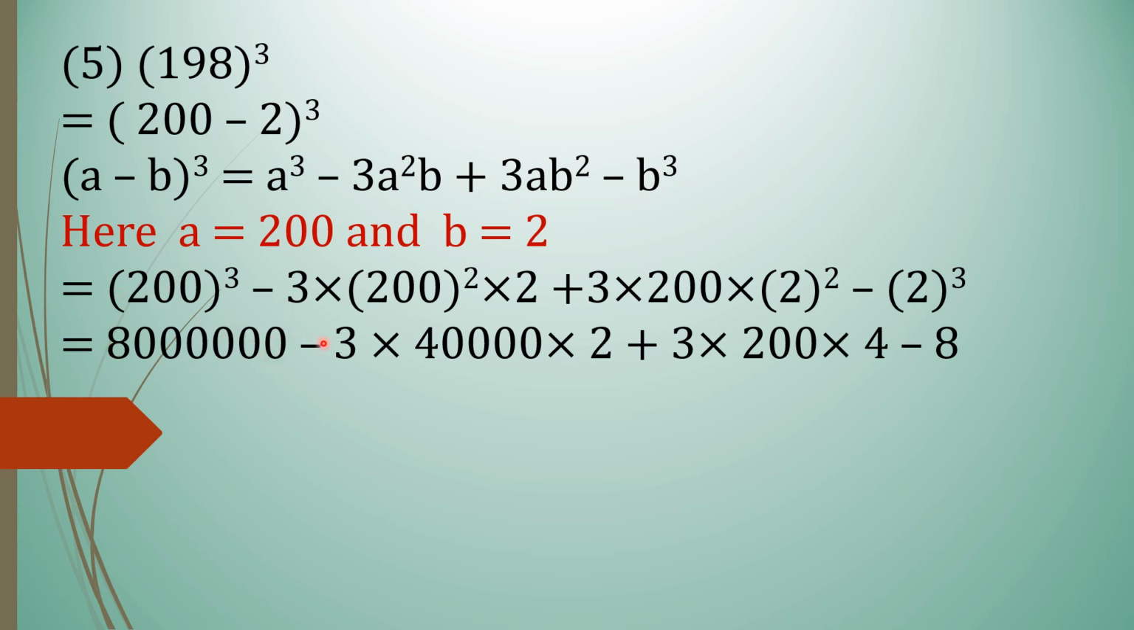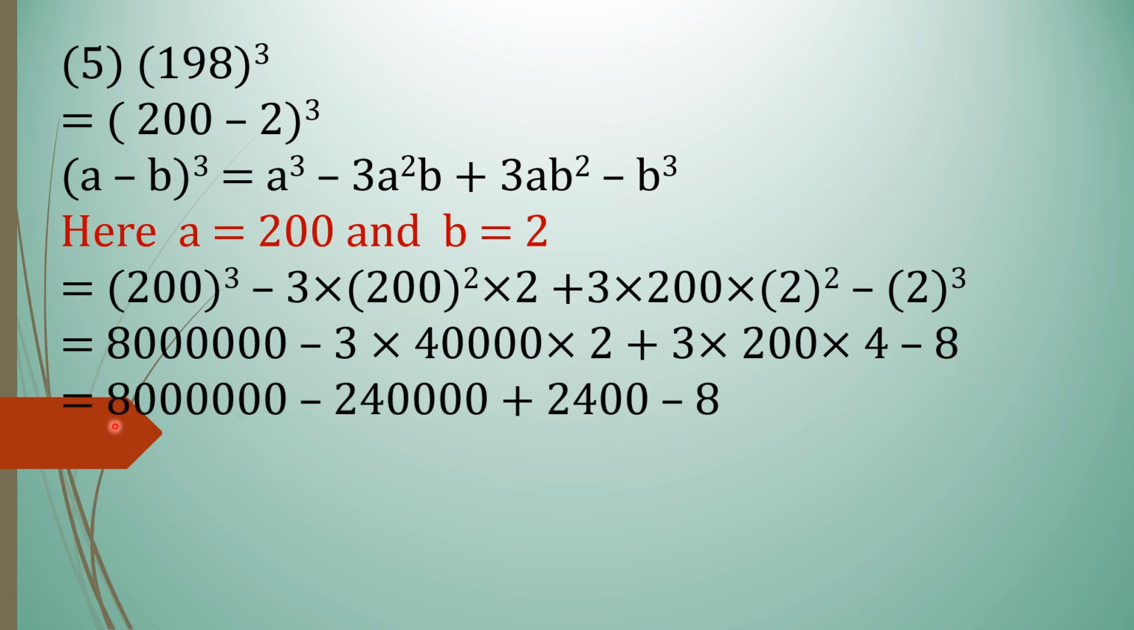Easy to multiply. Minus 3 into 200 square will become 40,000. 2 square is 4 and 2 zeros. So total 4 zeros will come, into 2, plus 3 into 200 into 2 square is 4, minus 2 cube is 8. So 8. So let's further solve, students. So you'll get 80 lakhs minus 3 into 40,000 into 2. If you multiply this 3, you'll get 2,40,000, plus, then you'll multiply 3 into 200 into 4. So you'll get 2,400 minus 8.